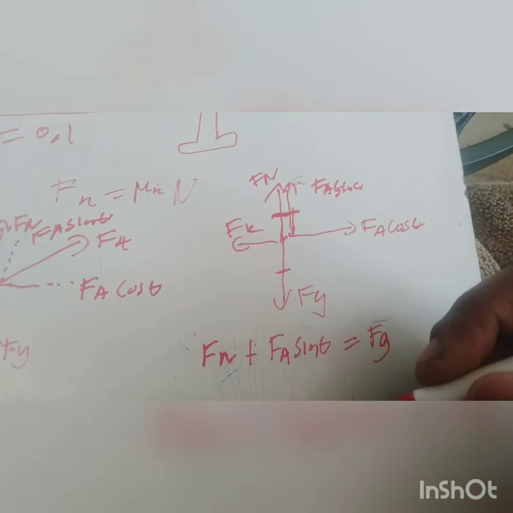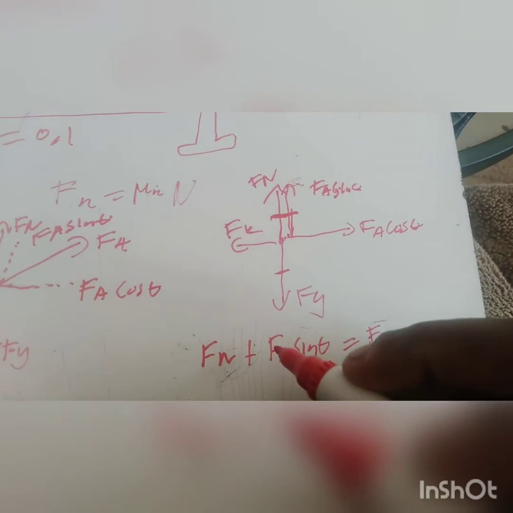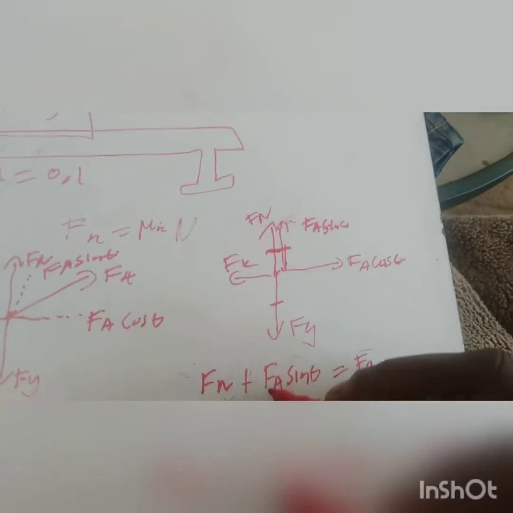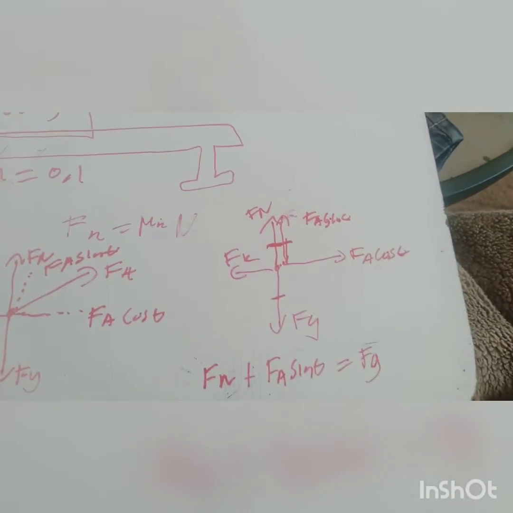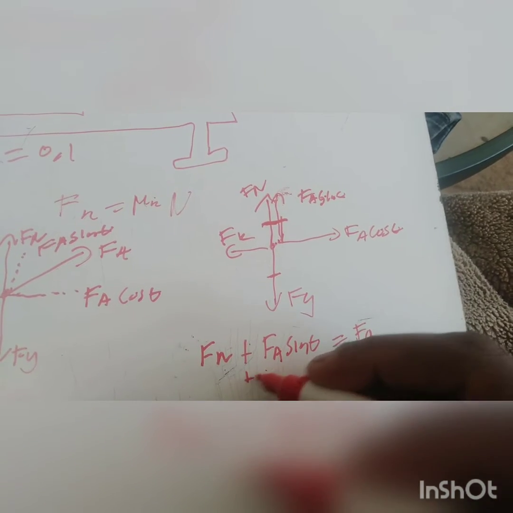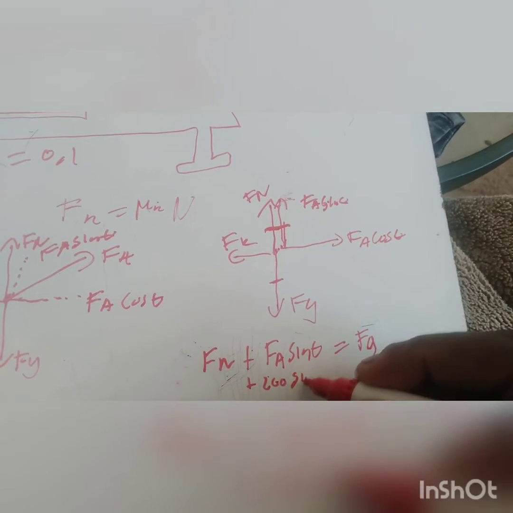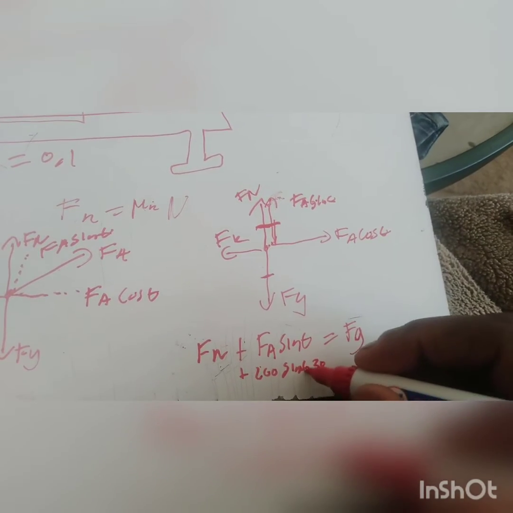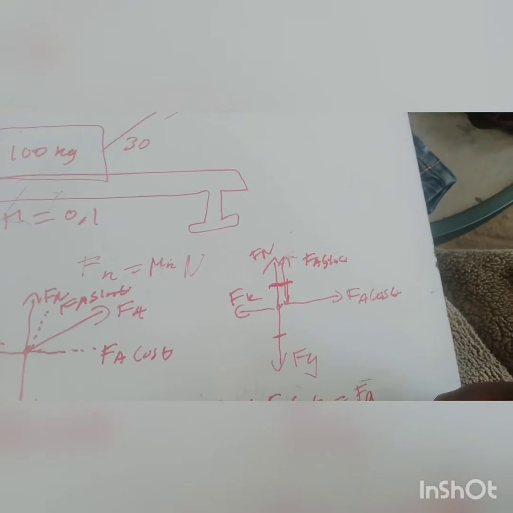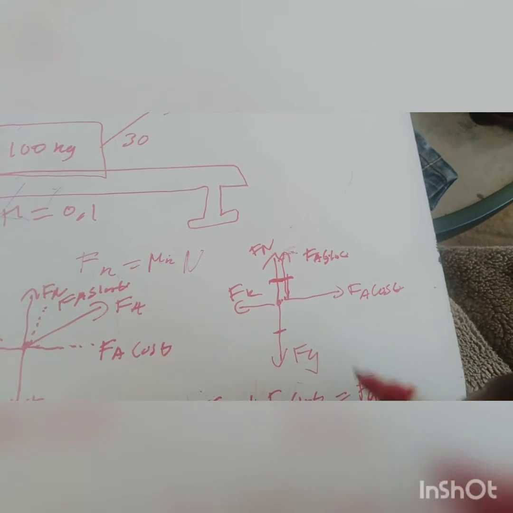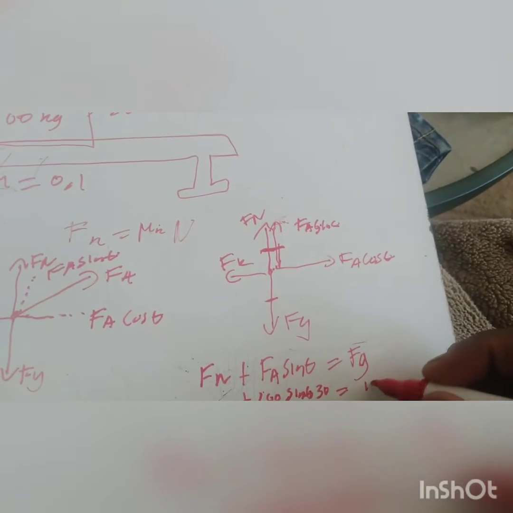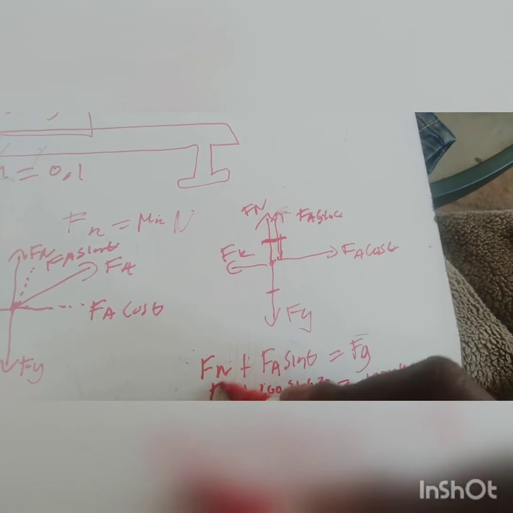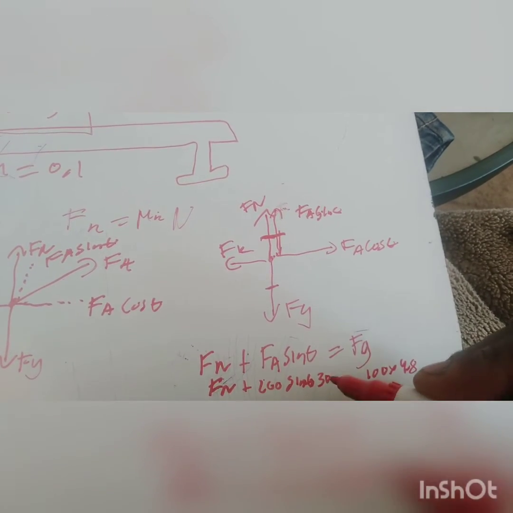So what do we do here? Let's calculate the normal force. We know our Fa, according to this, was 200 newtons. So we're going to say 200 sine, the angle that I put there was 30 degrees, so 200 sine 30, plus Fn equals Fg. Fg is mass times acceleration due to gravity, so it's 100 times 9.8. That way we get our Fn.